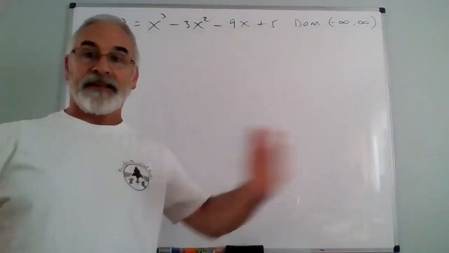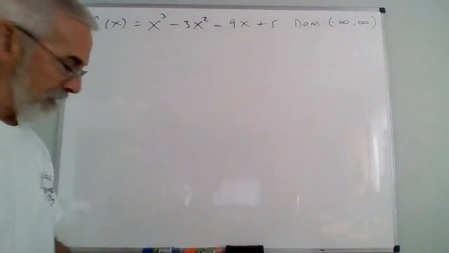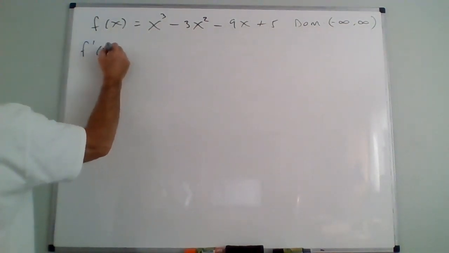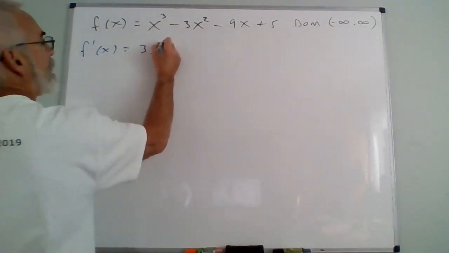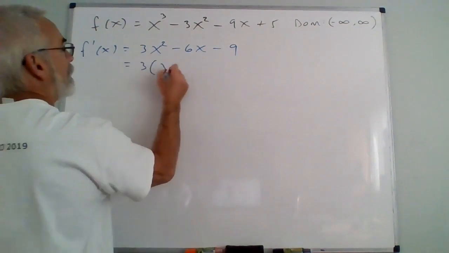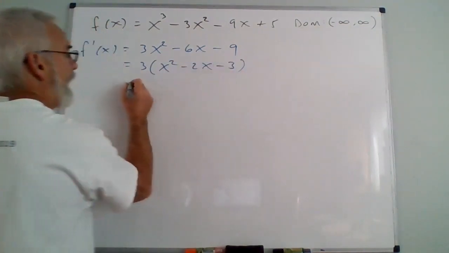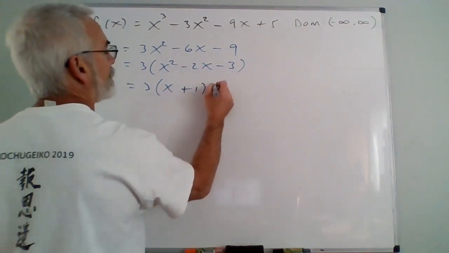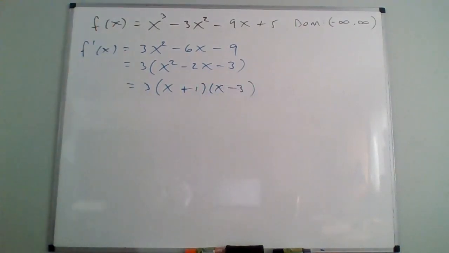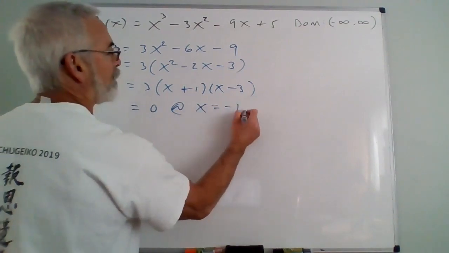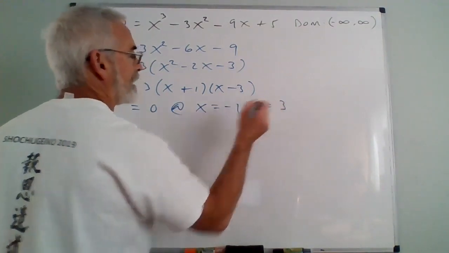So when I'm doing intervals, I get to use the whole number line. That's a good thing. I like that. So our first goal, let's find where the derivative is zero. So f prime of x is 3x squared minus 6x minus 9. If I factor out the 3, I'll get x squared minus 2x minus 3. And I can easily factor that as x plus 1, x minus 3. Beautiful. Okay. So hopefully everybody has this. And this equals 0 at x equals negative 1 or x equals 3.